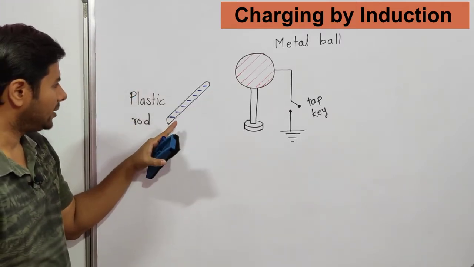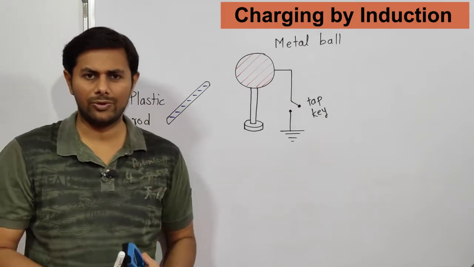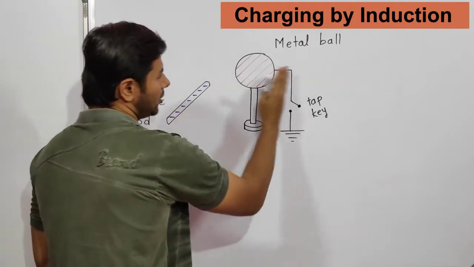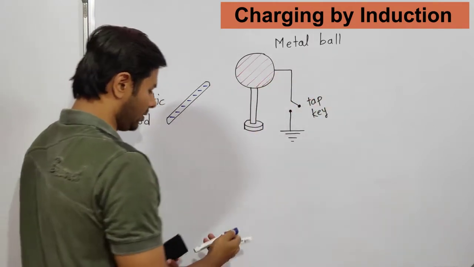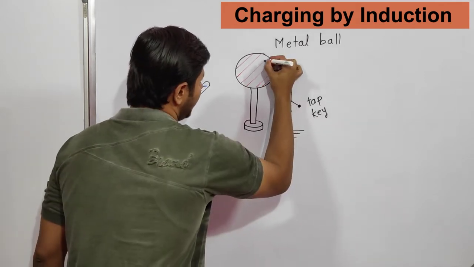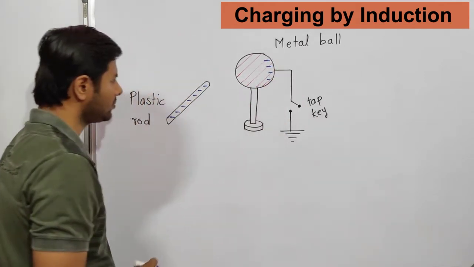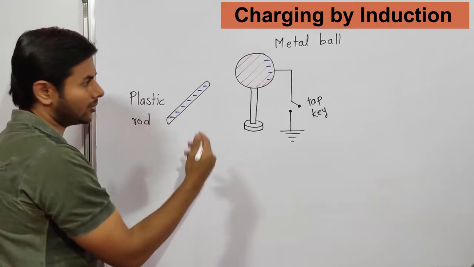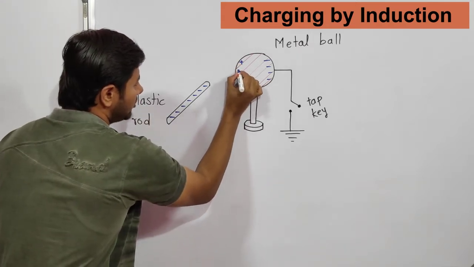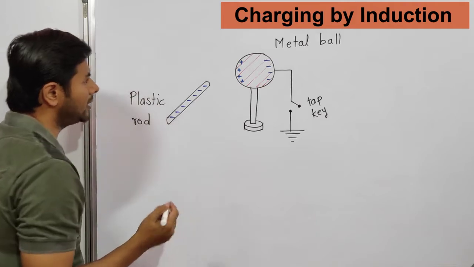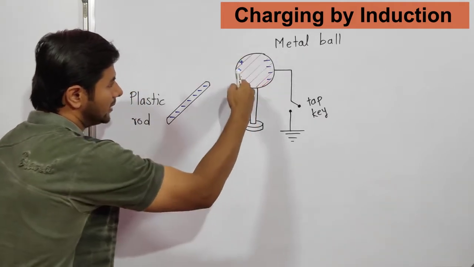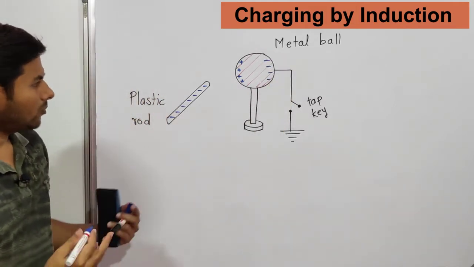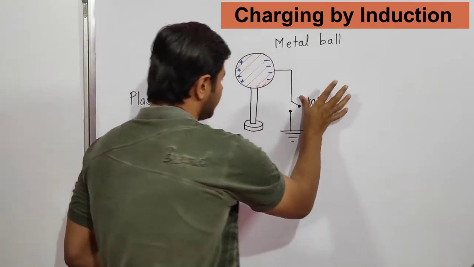So now the plastic rod is negatively charged, and therefore what happens is the free electrons from the metal ball are pushed to the other side of the metal ball and they gather on this side of the metal ball. And therefore now this side of the metal ball lacks electrons and therefore it becomes positively charged. Alright, so now there are positive charges on this side of the metal ball and negative charges on the other side of the metal ball. And now what we do is we tap this key.